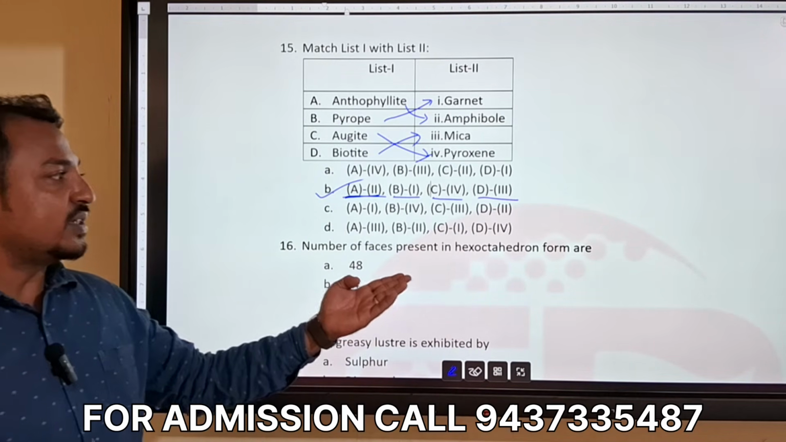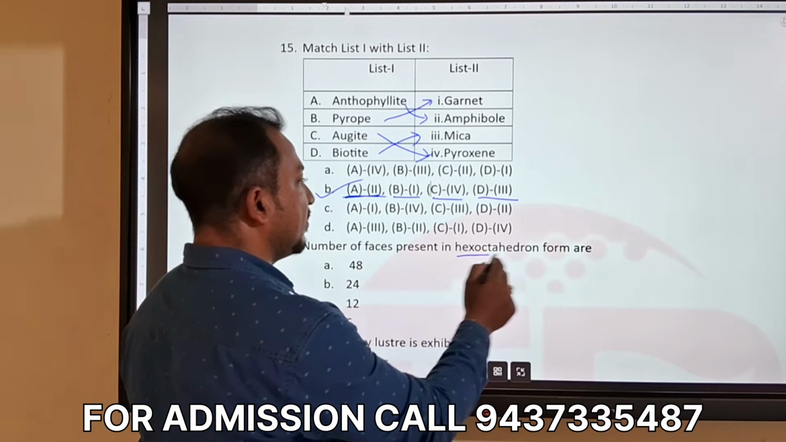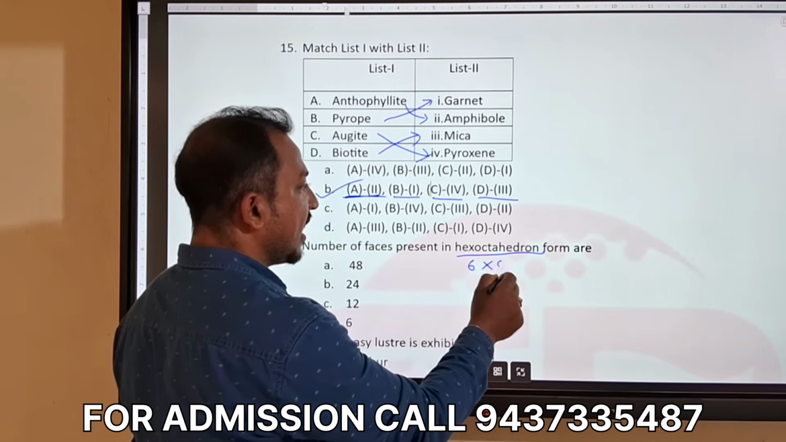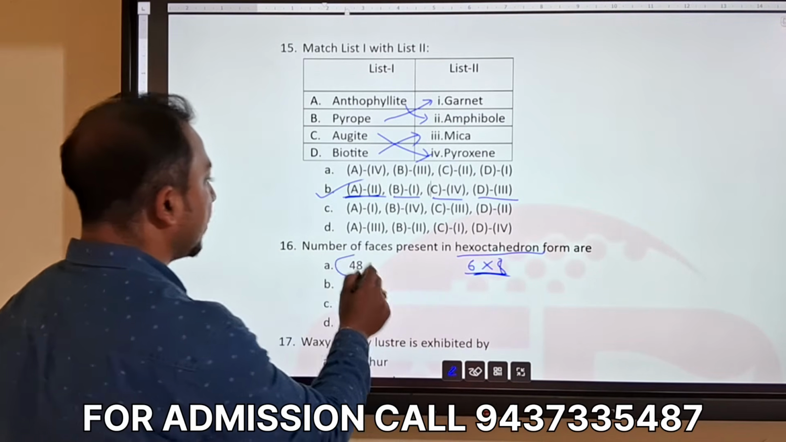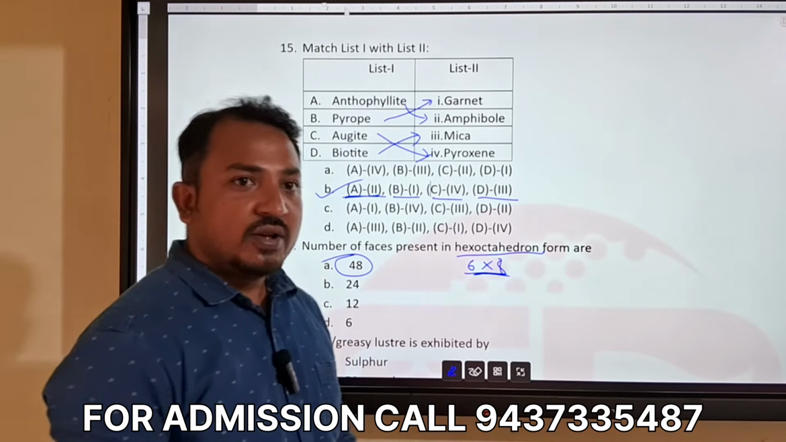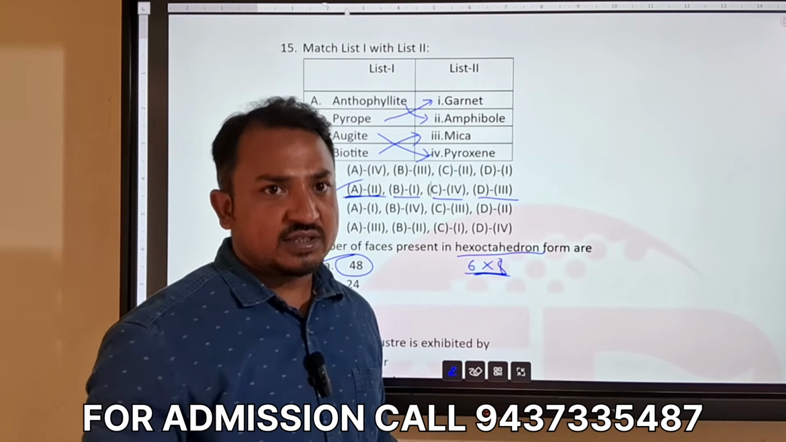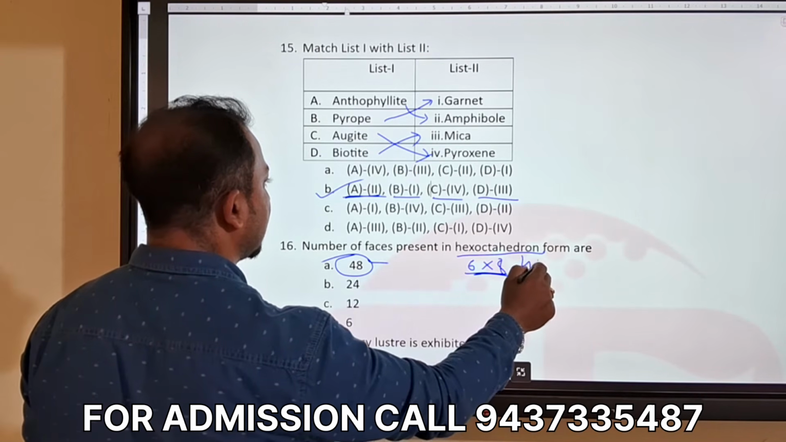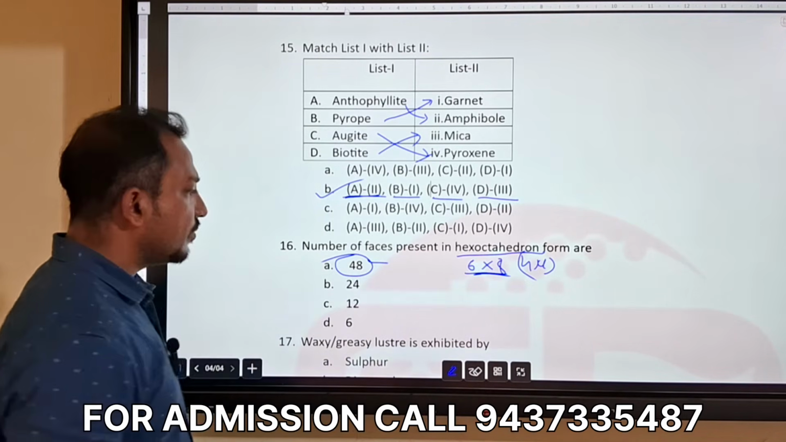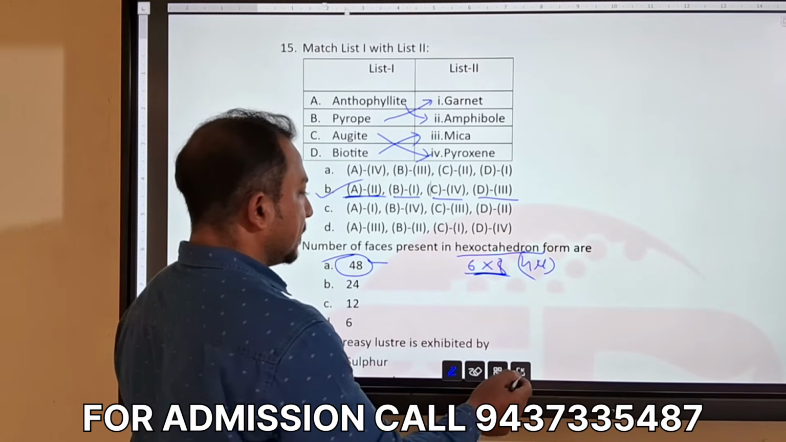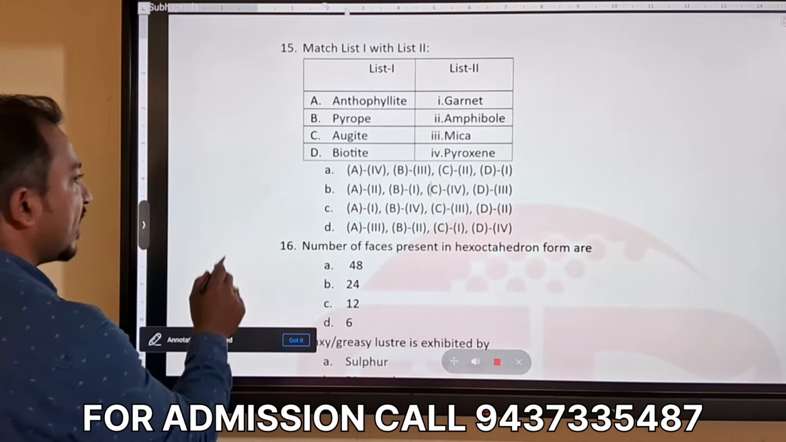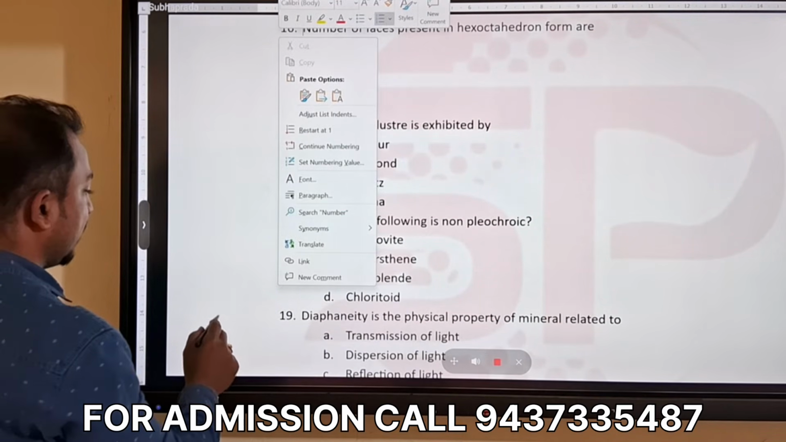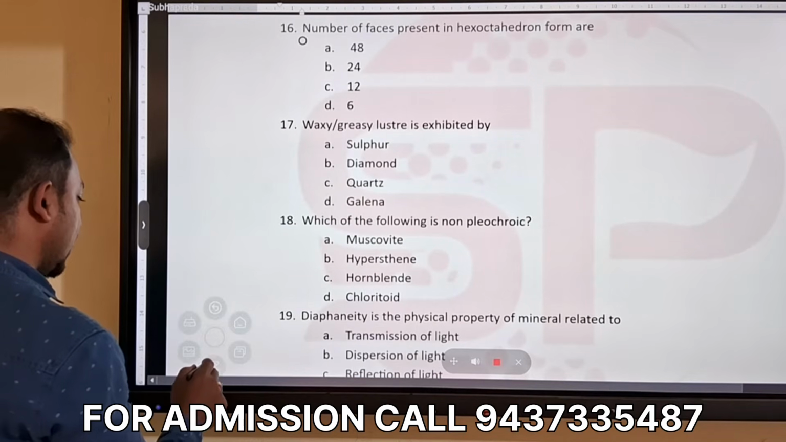The number of faces present in hexoctahedron. The name itself suggests how many faces: there is 6 and 8, so it will be 48 faces. This is the highest number of faces in any form in any system or any class you can take. There are 48 faces, with the symbol hkl. So the hexoctahedron form belongs to the isometric cubic class, or you can say the hexoctahedral class.